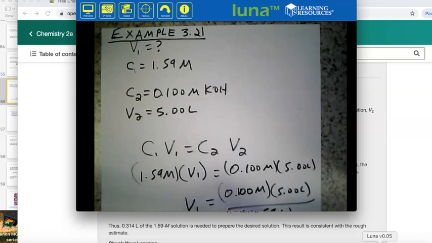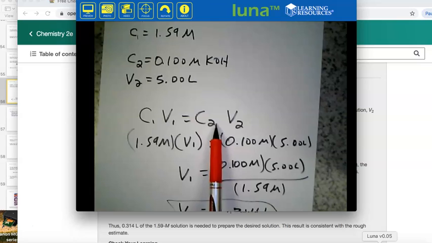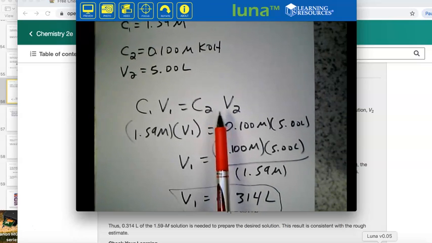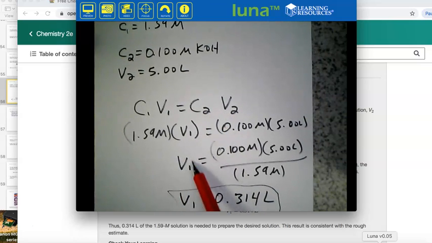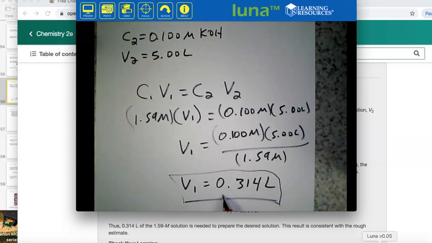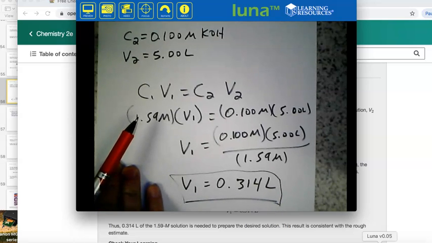volume of 5 liters. So starting out with our dilution equation, solving for V1, and substituting in our values here, we get a volume of 0.314 liters for the volume of our concentrated solution.